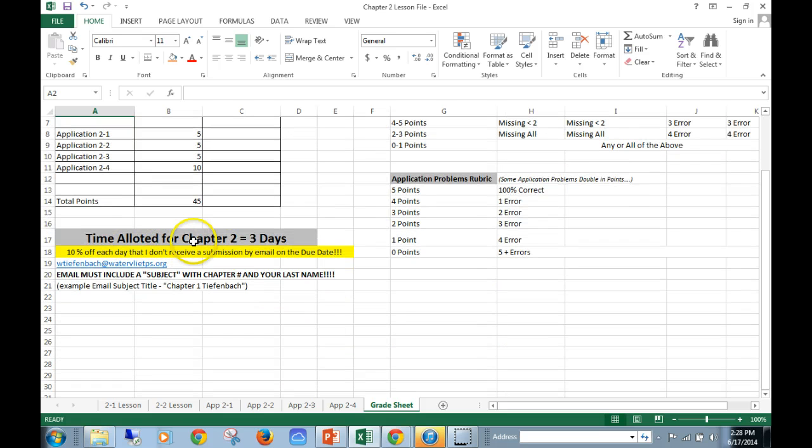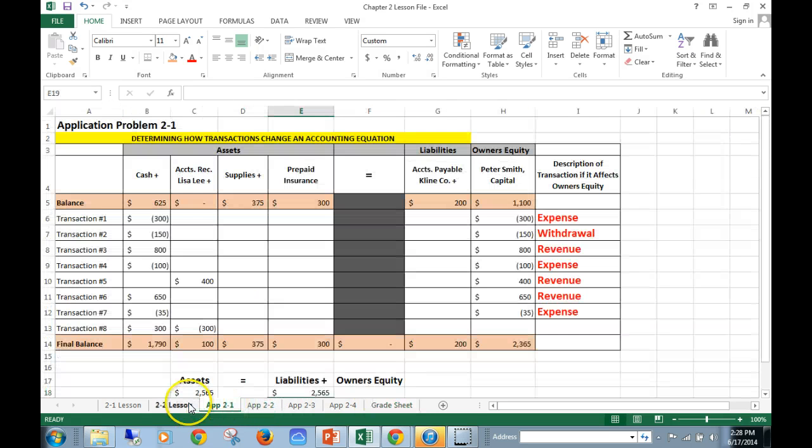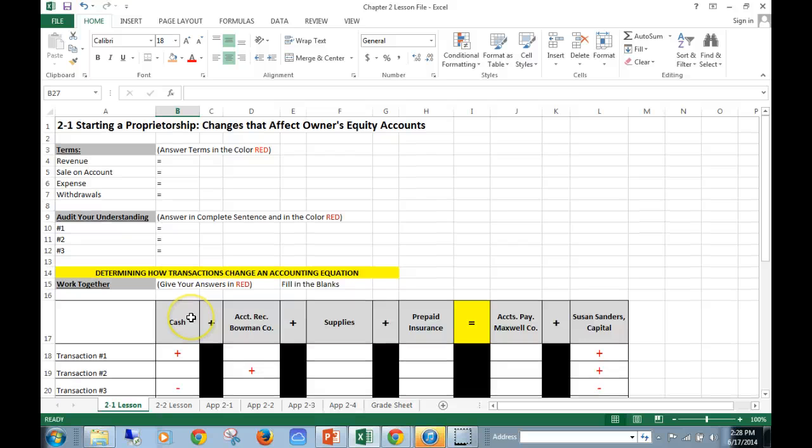You have 3 days to complete this chapter, with 10% off for each day that I don't receive the submission by midnight on the due date. Here's my email, and again, the name of this file needs to be Chapter 2 Tiefenbach or Chapter 2 Johnson, whatever. Make sure that you have all of these completed, and that should take care of things. If you have any questions, feel free to email me at any time, and we'll go from there.